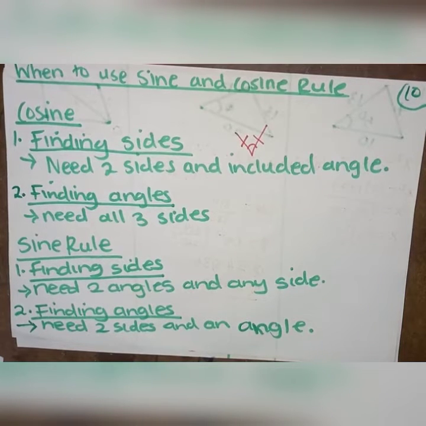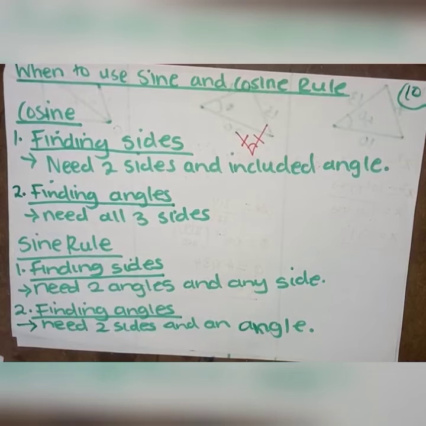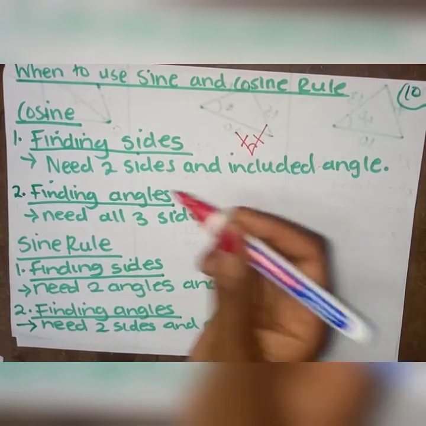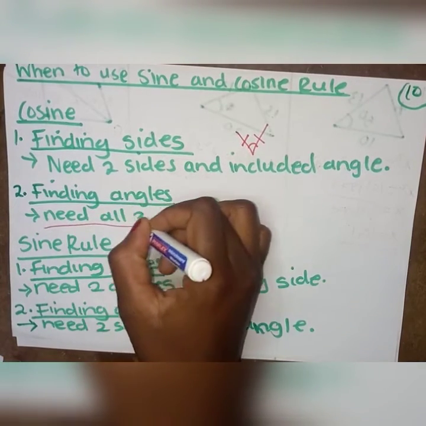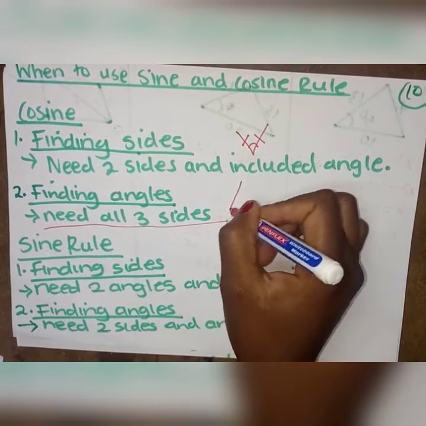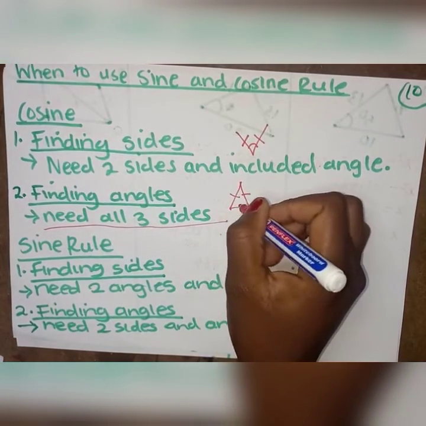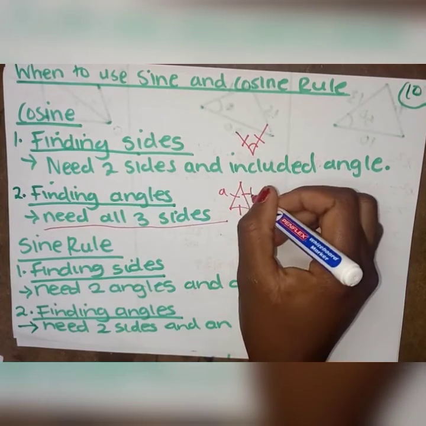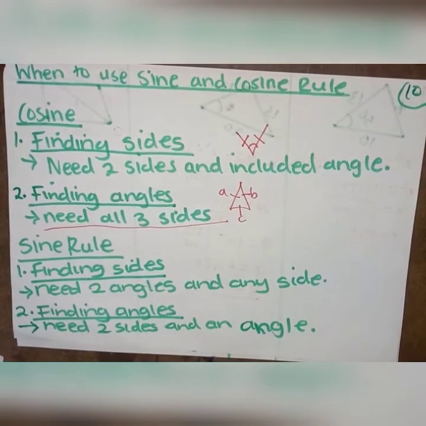And when we are finding angles, how are we going to know that we should use the cosine rule? They will give you all the three sides, right? Your triangle will be given all the three sides. You know, you'll be given a, b, c. Then they ask you to find an angle. Just know that you need to apply the cosine rule.